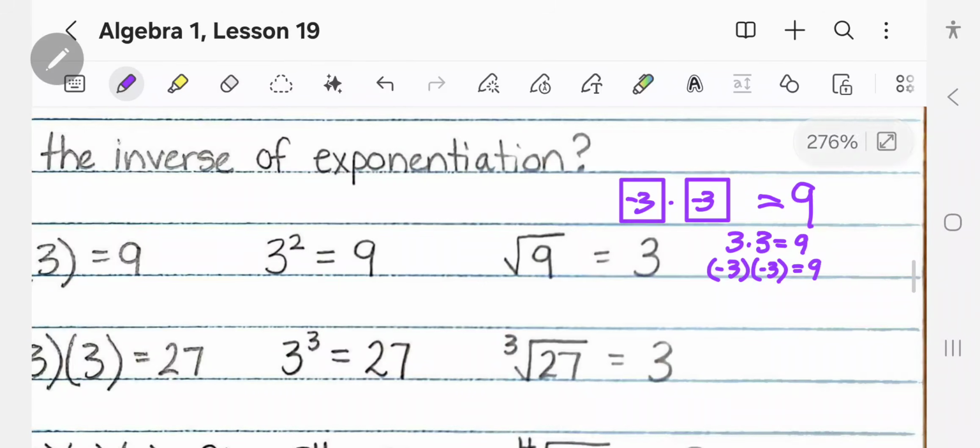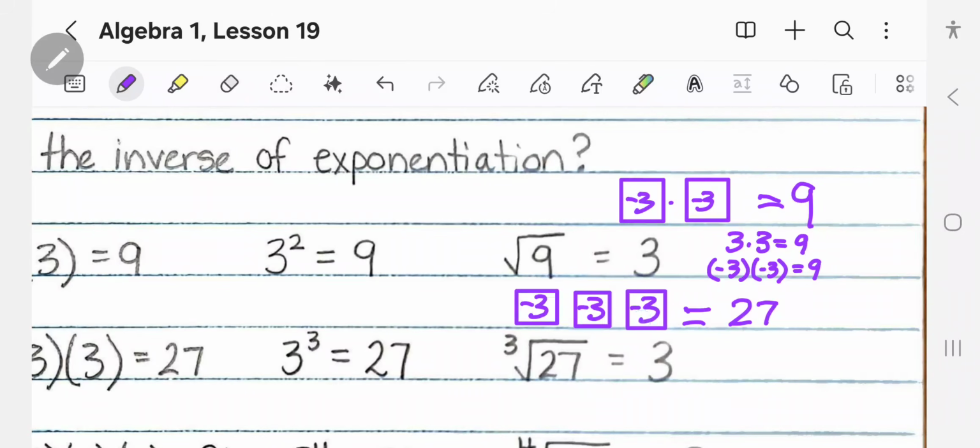Now, something interesting here. What about the cube root of 27? Let's draw that. Something times something times something, and the somethings are all the same, is going to equal 27. 3 times 3 is 9, times 3 is 27. Let's try negative 3 with this. This negative 3 times this negative 3 would give me a positive 9. And that positive 9 times this negative 3 would not give me 27. It would give me negative 27. So there's not 2 answers for this one.